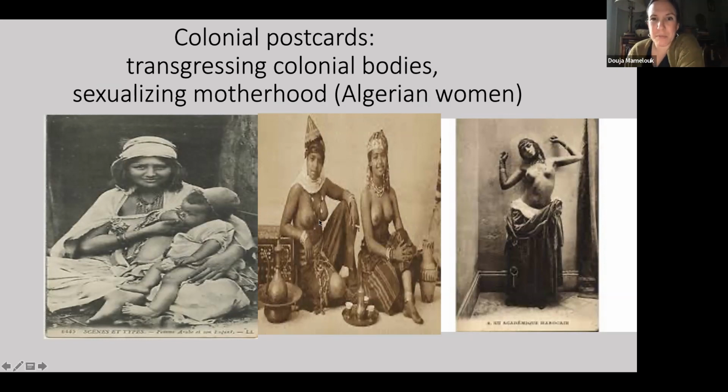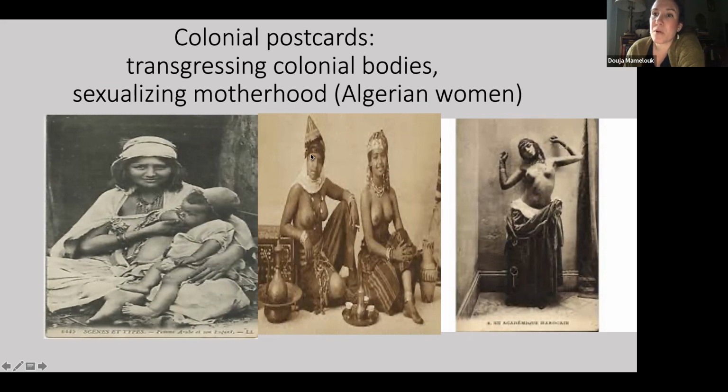This one right here in the middle is actually titled Algerian Women Having Tea. And I have never seen anyone in North Africa have tea naked, by the way. So this is once again staged. And they're showing their faces.